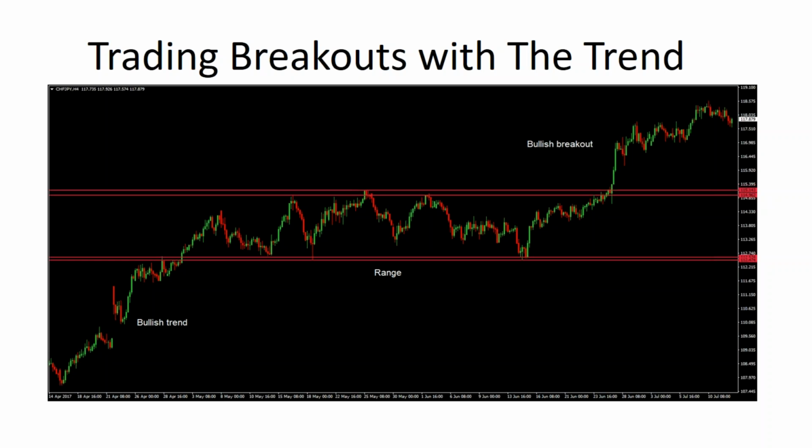And these false breakouts are the number one reason why many new traders struggle with breakout trading, because they say, well, I identified the range, I put my order in, the market broke out but then reversed and stopped me out.